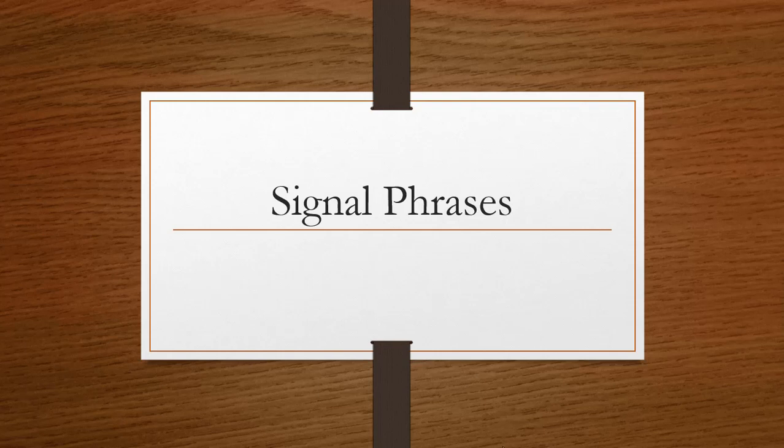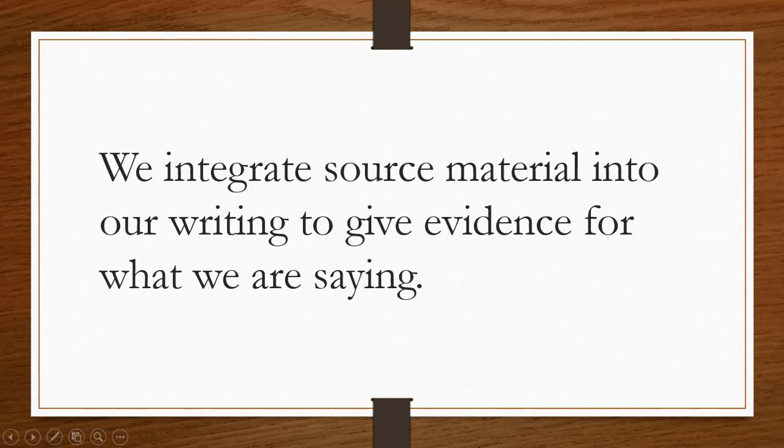Signal phrases are used in academic writing in order to help us cleanly and smoothly integrate source material into our writing. Why do we integrate source material into our writing? The answer is because it gives evidence for what we are saying, because in academic writing, it's typically our own ideas backed up by our research.